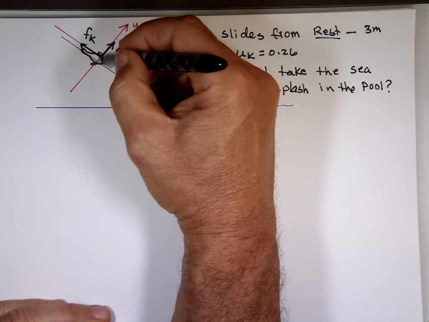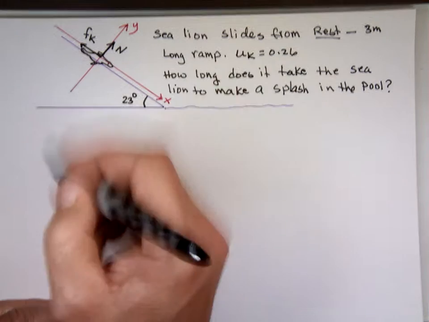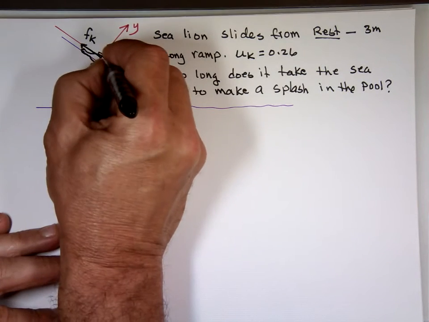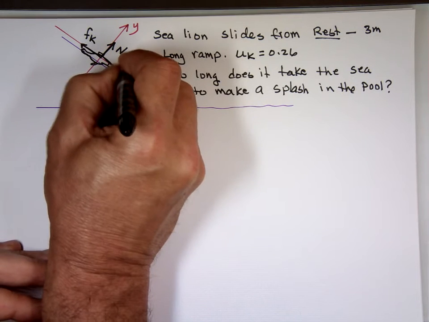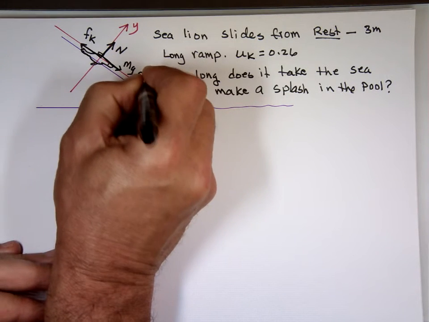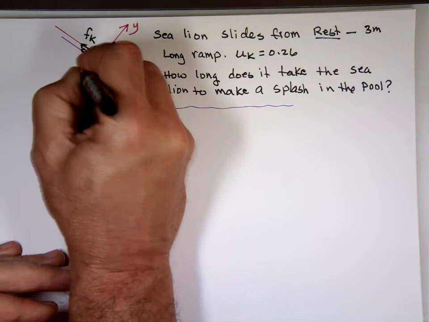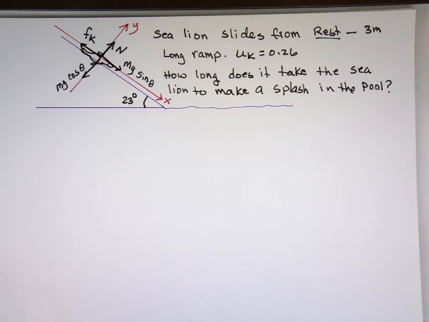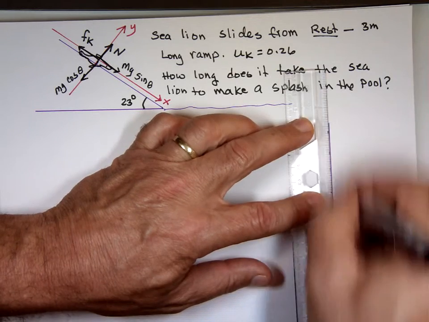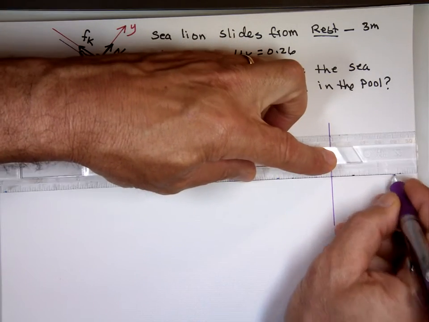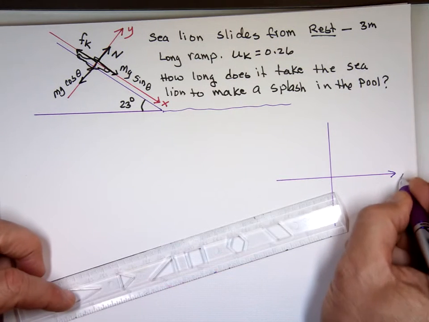But we're going to take that weight and break it down into x and y components, as we did last time. It's going to have a component in this direction, which is mg sine of theta. And this is mg cosine theta. These are my forces. So instead of being crooked here, let's redraw my free body diagram. This is x. This is y.